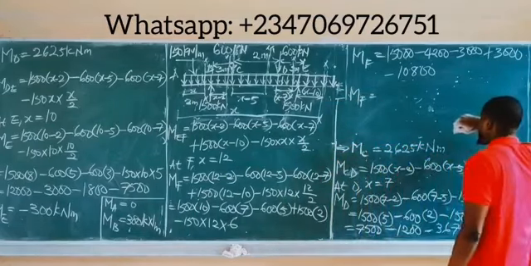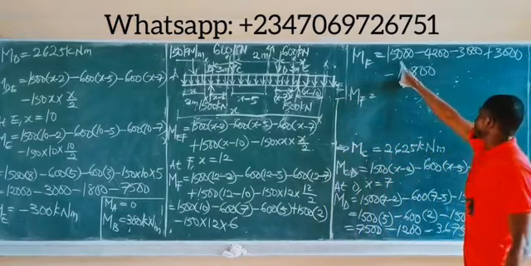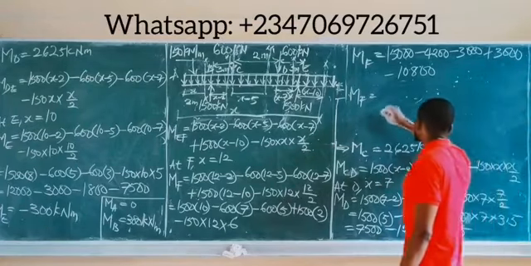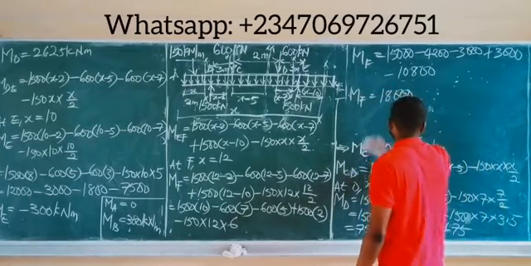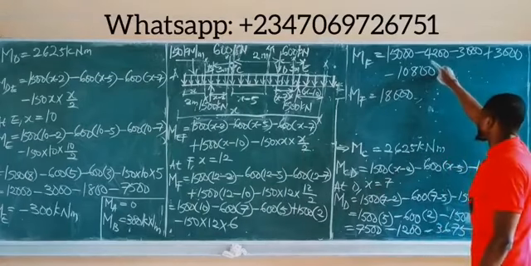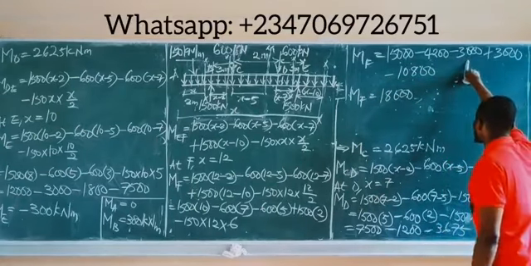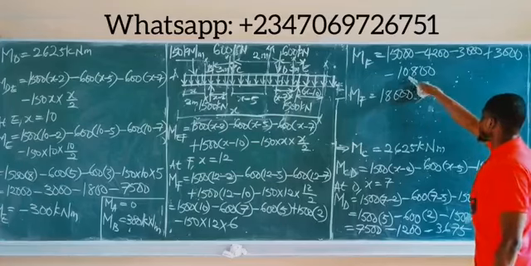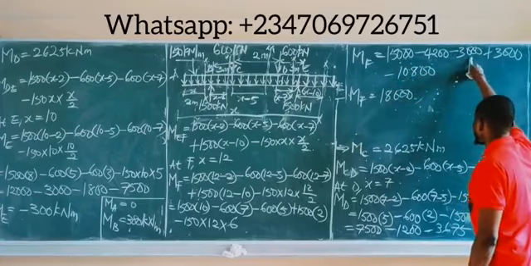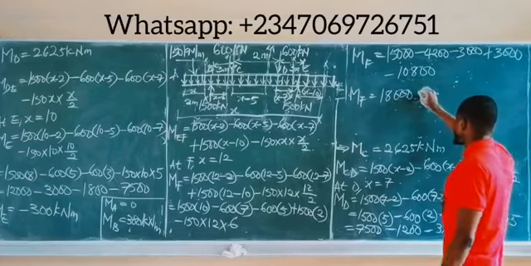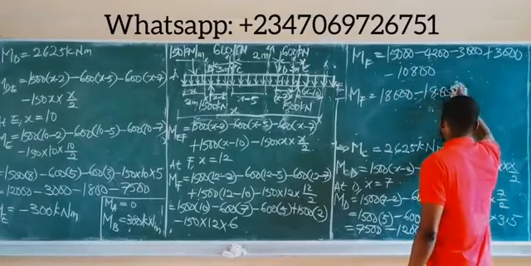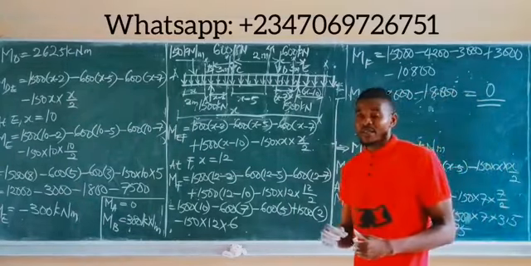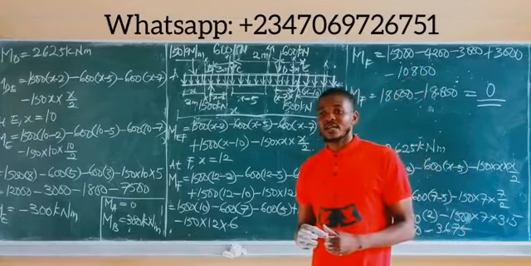So let's add the positive values together. This is 15,000 plus 3,000, that simply gives us 18,000. Let's add negative values together. Minus 4,200 minus 3,000 is minus 7,200, minus 10,800 gives you minus 18,000, and this value is equal to 0. So again, at the end of every bending moment analysis, you must always obtain 0 as the answer.